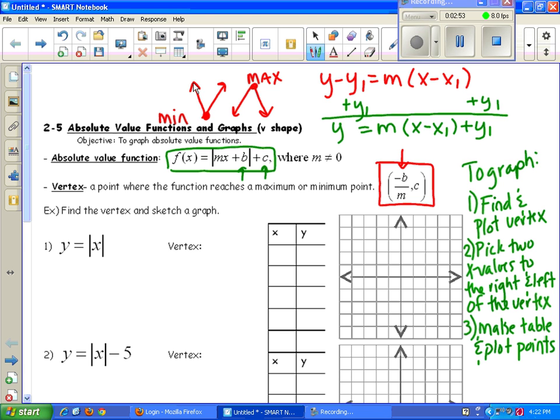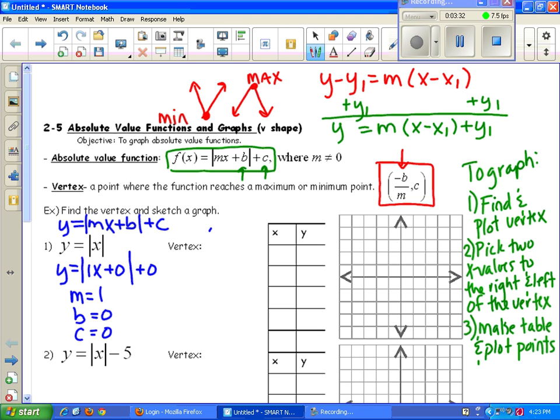So step 1, I'm going to come over here and look at my equation. I have y equals the absolute value of x, so I'm going to find and then plot the vertex. Remember our equations: y equals the absolute value of mx plus b, close absolute value bars, plus c. In this equation, notice that there's nothing in front of the x. If there's nothing in front of the x, remember it's just 1 x, there's no b value, so really it's plus 0, and then there's no c, so plus 0. So my m in this case is equal to 1, my b is equal to 0, and my c is equal to 0.